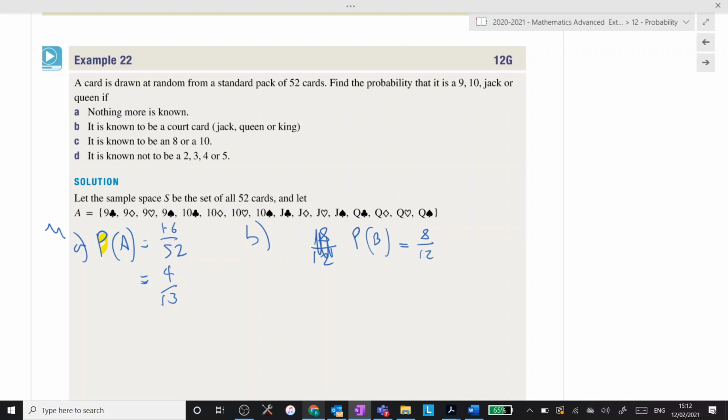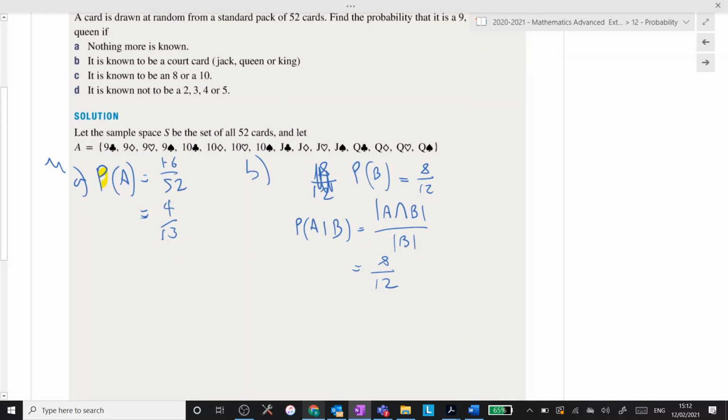Happy with that? The other way you would write that is probability of A given B equals the amount of A intersection B over the amount in B, which equals 8 over 12, because B is the new one. All right, question C.